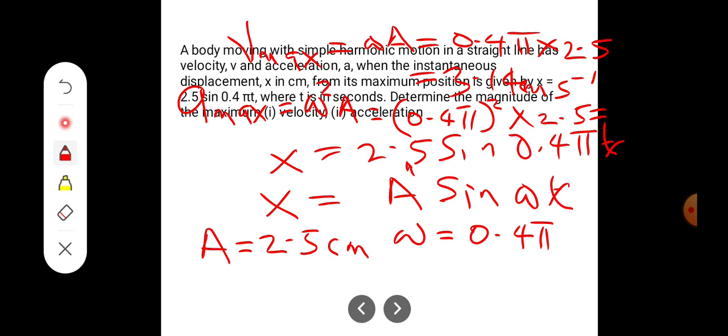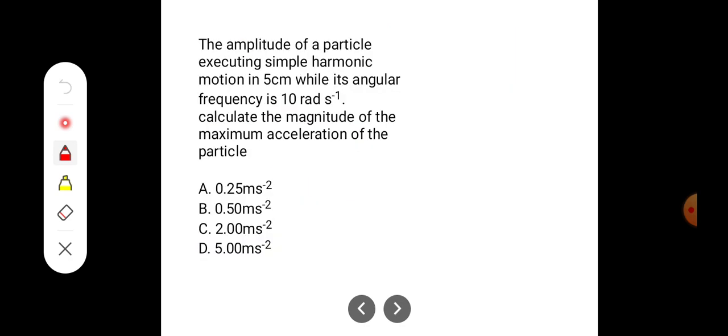Okay, this is giving us 3.95. So we have 3.95, but the unit in this case is going to be centimeter per second squared, since the amplitude is given in centimeter. I believe this is clear. Now we see the next question.